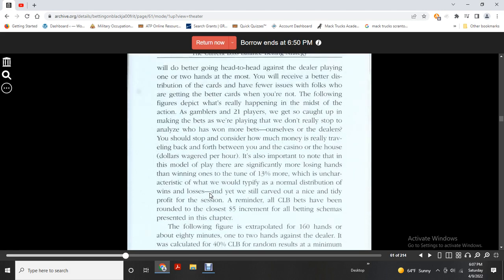The following figures depict what really happens in the midst of the action of the game. In 21 we get so caught up in making the bets and playing that we don't really stop and analyze who has won more bets, you or the dealer, and consider how much money is traveling back and forth between you and the casino, with half of the dollars wagered per hour.